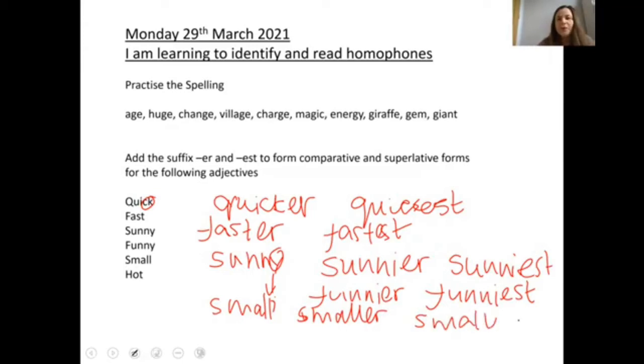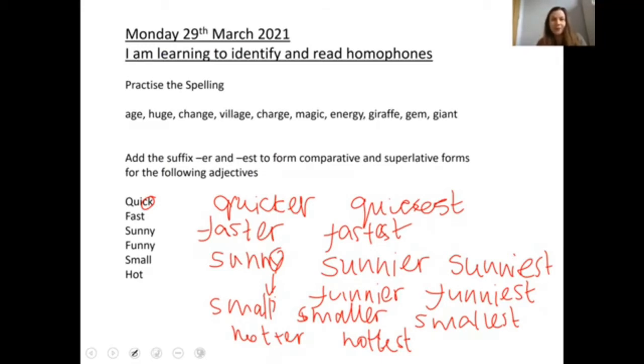So also here you don't need to change anything. But the last word is also a bit tricky because here we have a vowel and a consonant. And I said that when you have a vowel and a consonant and you add suffix er and est, you need to double the last consonant. So you have hotter, and then you have hottest. There you go. So if you had these words written like that on your paper, well done. If not, have a look again, correct your mistakes, and remember the rules as well.